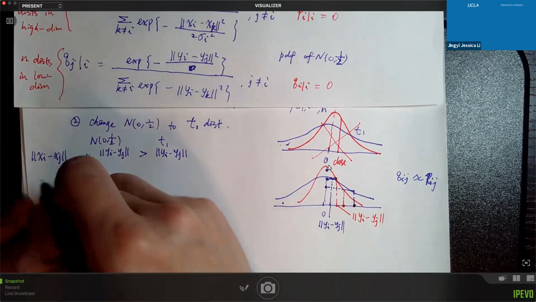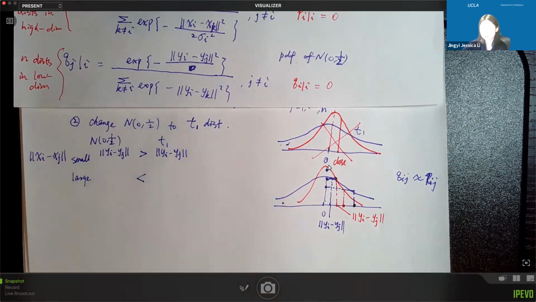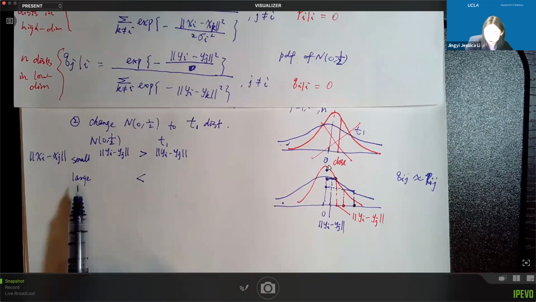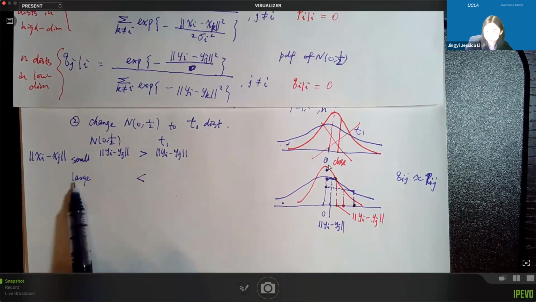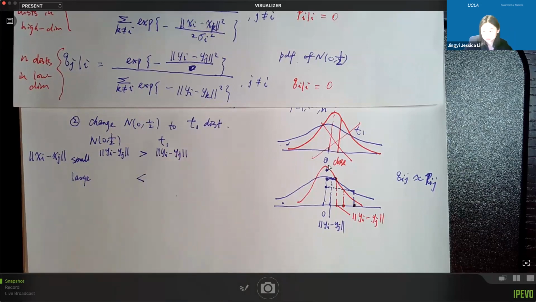But when xi minus xj is large, then the relative order is reversed. So using T1, I'm going to get a larger distance. You can see this in effect will make us better distinguish small xij from large xij, because it shrinks the small ones further and enlarges the largest ones further. So you see that better separation. And the name tSNE, the T comes from T distribution.